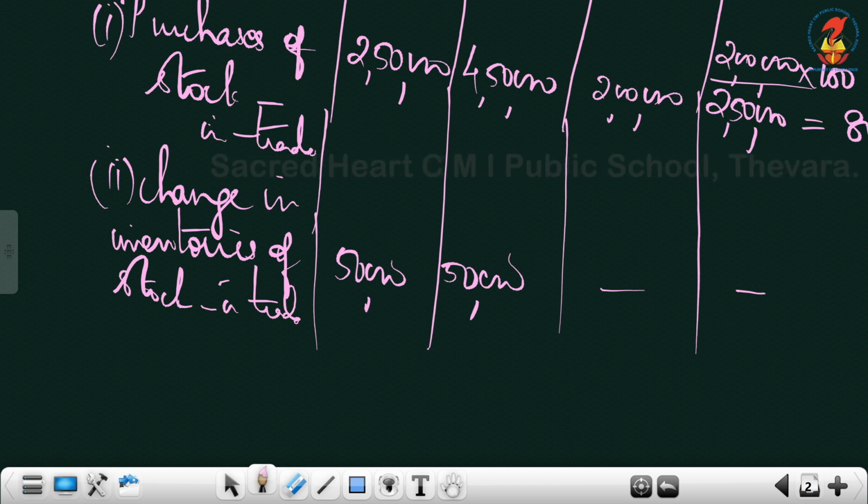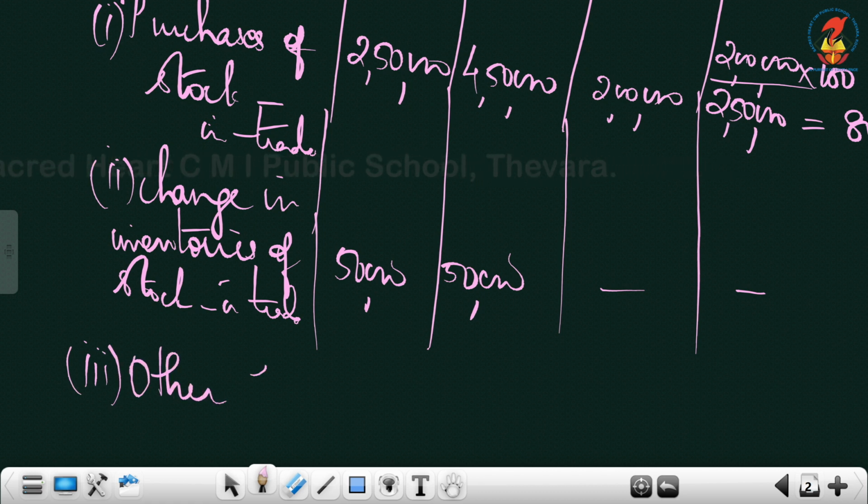Then we have other expenses for which value is not directly given, that you have to compute. So here other expenses will write 30 and 40.